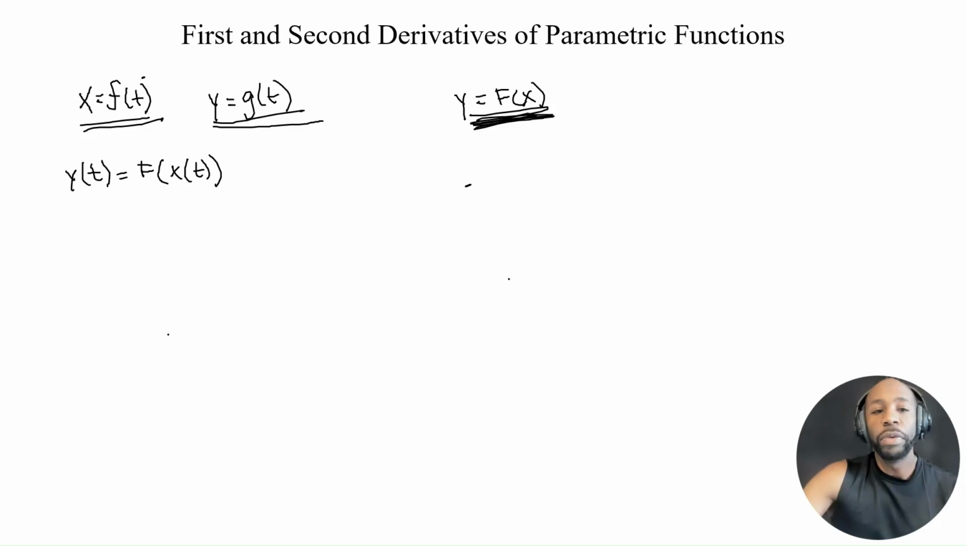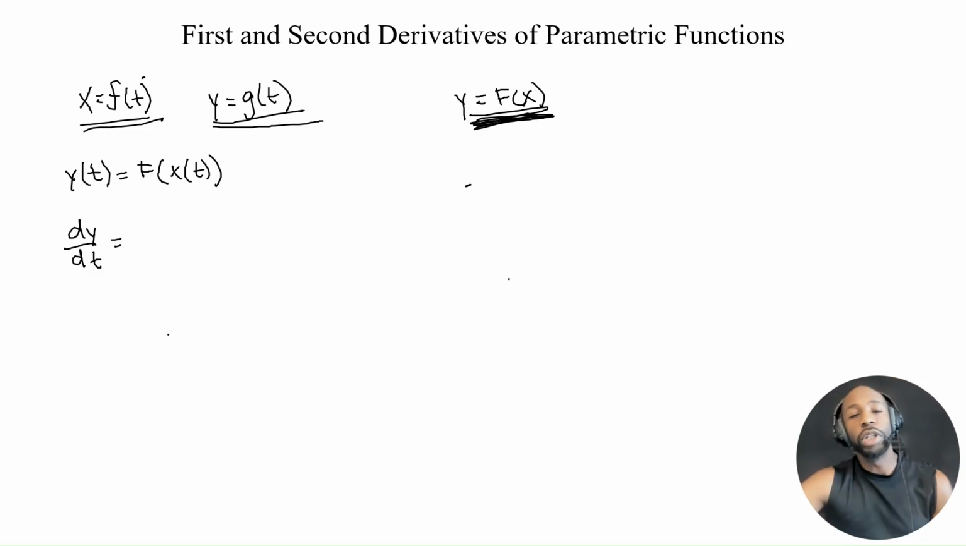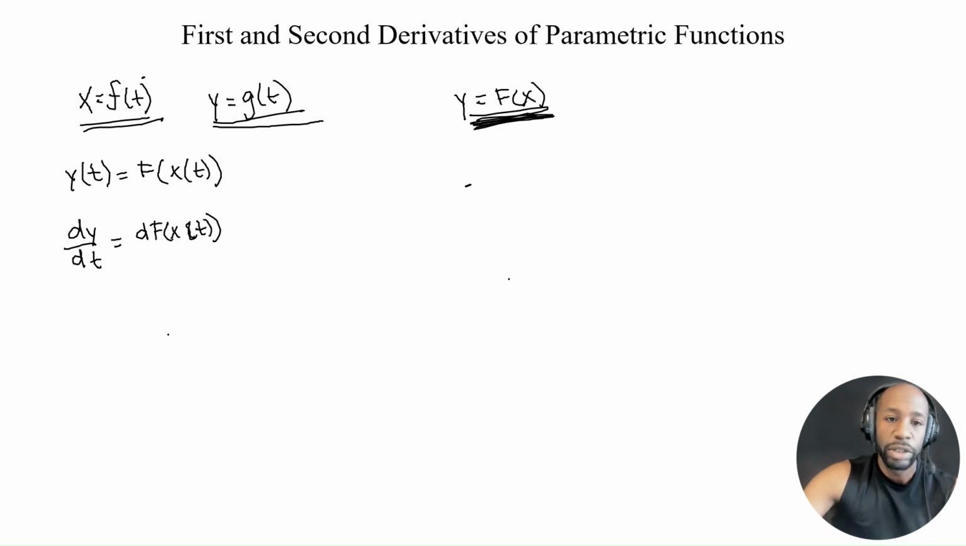If we take the derivative of y of t, that's going to be dy dt, derivative of y with respect to t, equals. Then we take the derivative of the other side, which we use a chain rule for. So that's going to be, and I'll write it this way: d of f of x of t, the derivative of that with respect to x, times the derivative of the inside, which would be dx dt.